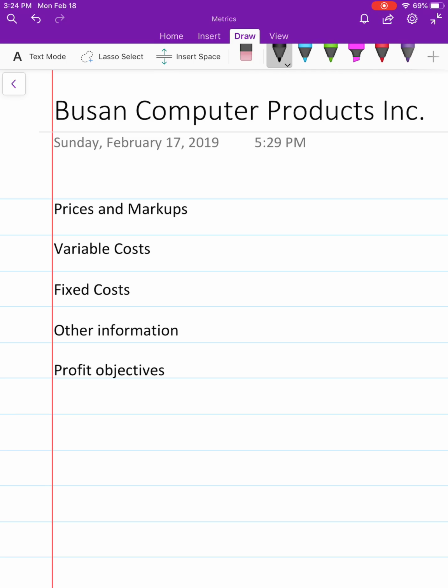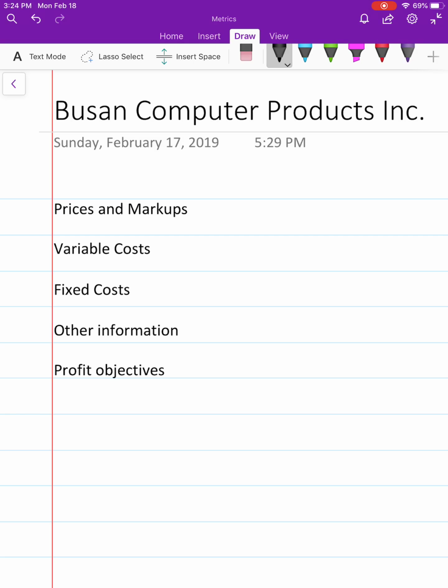Busan Computer Products Incorporated. This is quite a complicated case. Therefore, I suggest that before solving this case, the first step that you need to do is to categorize the information. This is going to help you with solving the case, and when you get ready to put the case in Excel, it will help with your process.